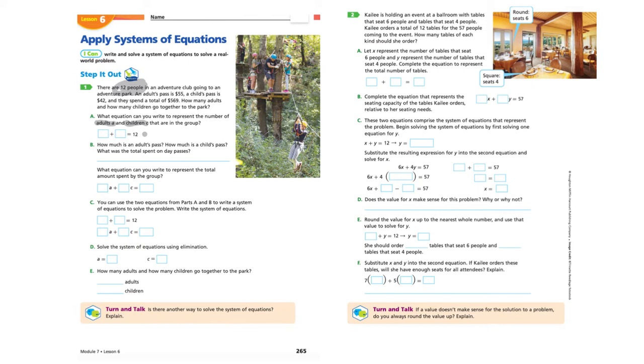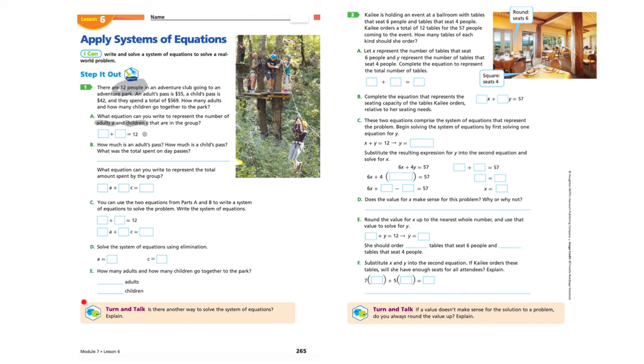And then D, you're going to solve your system of equations by elimination. So remember back, that means eliminating one of the variables by adding the two equations together. And you have to usually multiply one or both of the equations by a certain value, the whole equation, then you can eliminate a variable. And then so D, they want you to solve the system by elimination. E, and then you should have how many adults and how many children together go to the park.